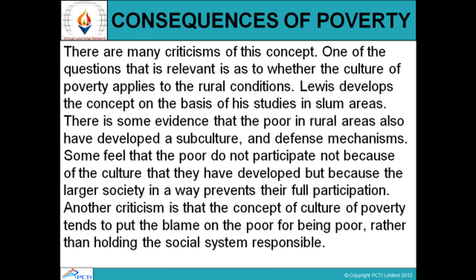There are many criticisms of this concept. One of the questions raised is whether the culture of poverty applies to rural conditions. Lewis developed the concept on the basis of his studies in slum areas. There is some evidence that the poor in rural areas also have developed a subculture and defense mechanisms. Some feel that the poor do not participate not because of the culture that they have developed but because the larger society in a way prevents their full participation. Another criticism is that the concept of the culture of poverty tends to put the blame on the poor for being poor rather than holding the social system responsible.